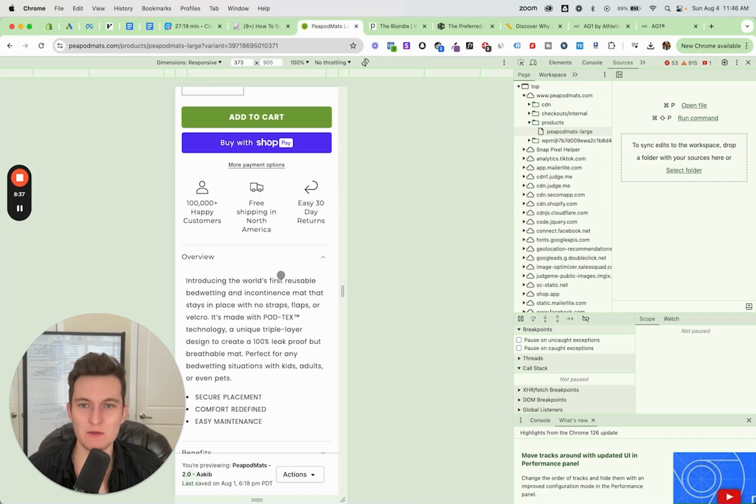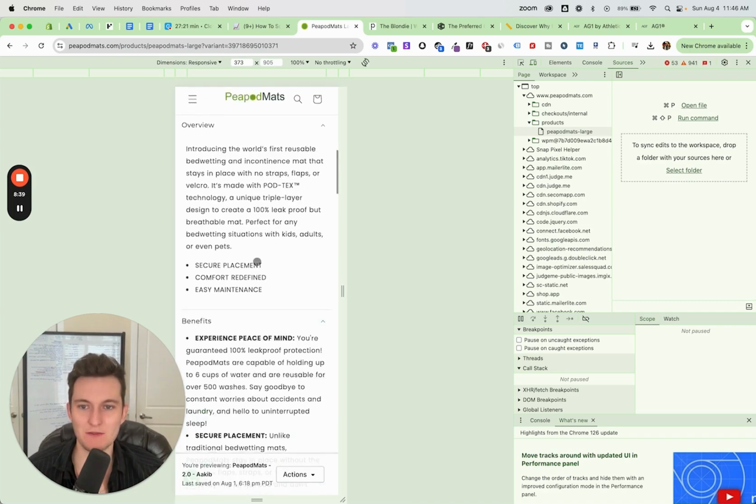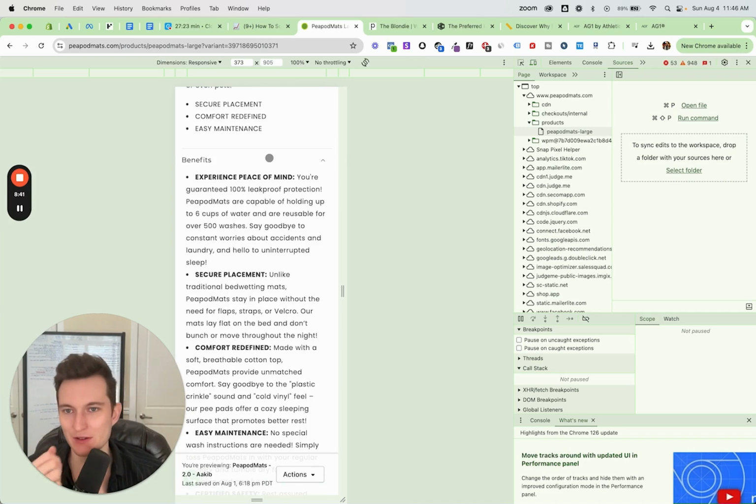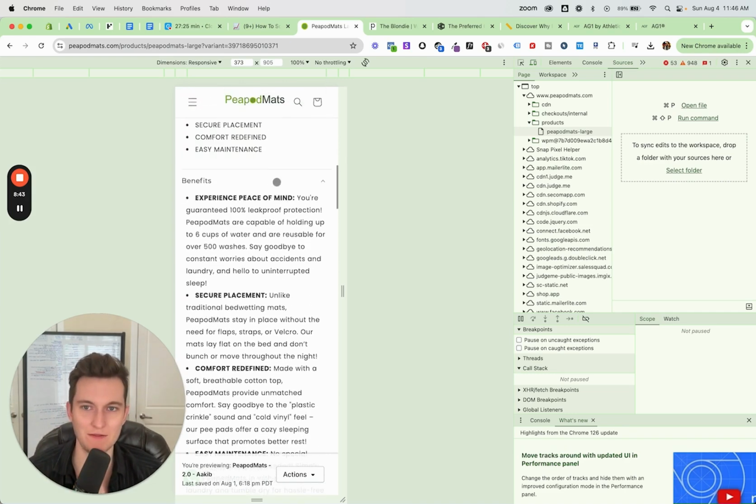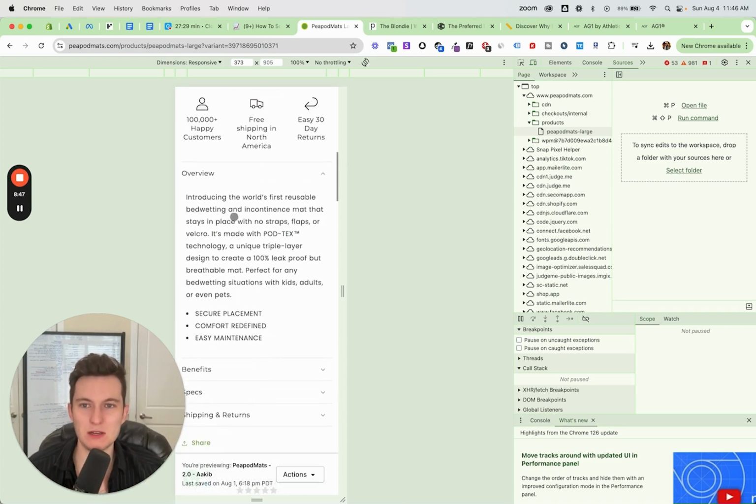In terms of the overview, before, they just had these benefits there. They're a very Amazon-first kind of brand, so it's very classic just to have this, but it doesn't really introduce the product and really sell you on it. So what we did is we wrote these 3 sentences: introducing the world's first reusable bedwetting incontinence mat that stays in place with no straps, flaps, or Velcro. And that's basically the law of leadership.